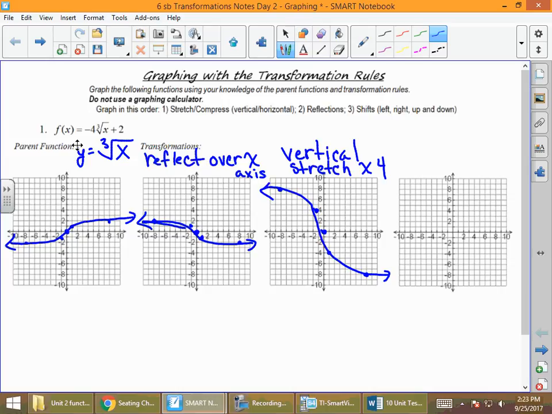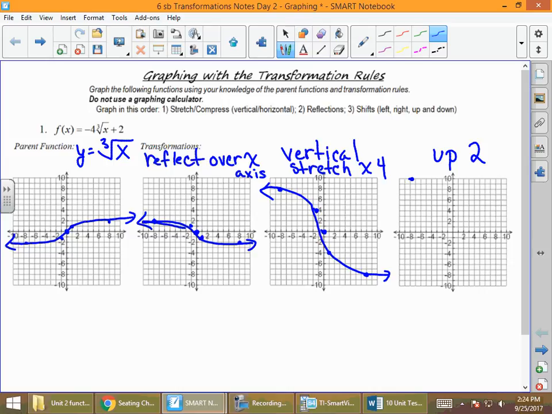Well, finally, what we need is we need to deal with that plus 2. Well, that's going to be a shift, and in this case it's going to be up 2. And we're going to take all of these values and we're going to move them up 2. And I'll just start at the far left. We had negative 8, 8. And now I'm going to make it negative 8, 10, because we moved that point up 2.